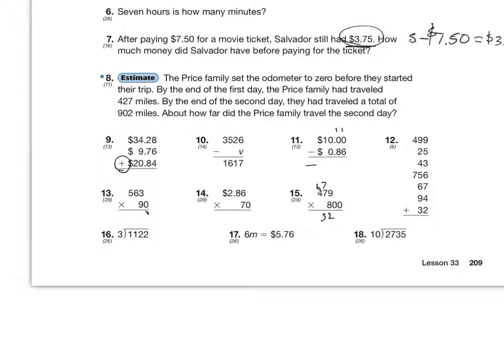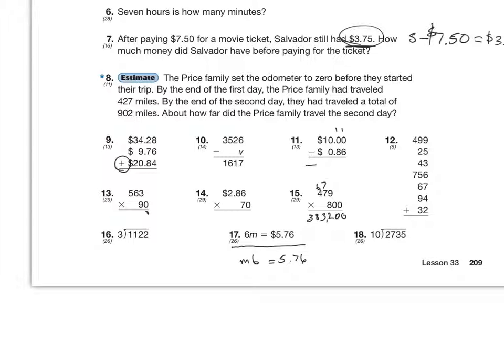And add this. And 8 times 4 is 32, plus 6 is 38. And then add your 2 zeros and put in your comma. All right. There's 15 and 17 is, remember the fact family here. 6m, or m times 6 equals $5.76. So if I invert it, switch it around, I have m divided into 5.